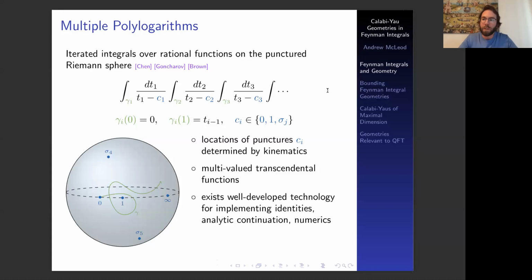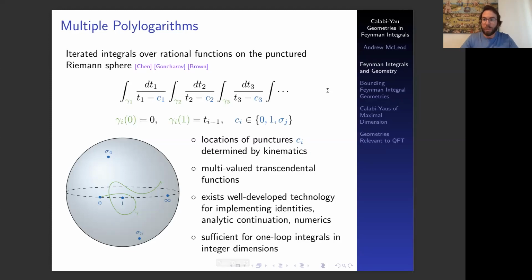And of course, since these functions are generalizations of logarithms, they are in general very complicated multi-value transcendental functions. But luckily, there exists some well-developed technologies for imposing identities on these types of functions for their analytic continuation, which corresponds to deforming these contours around the simple poles, and for things like numerical evaluation. And I should mention that one of the key components of this technology is the coaction on polylogarithms from Goncharov and Brown that Claude and Ruth talked about earlier.